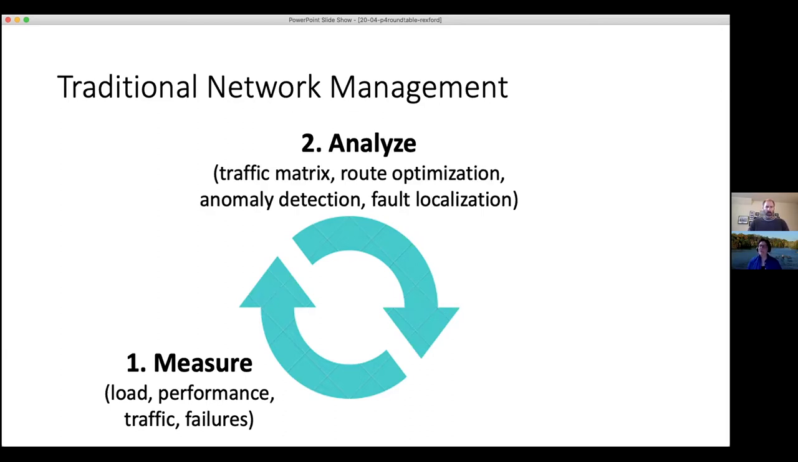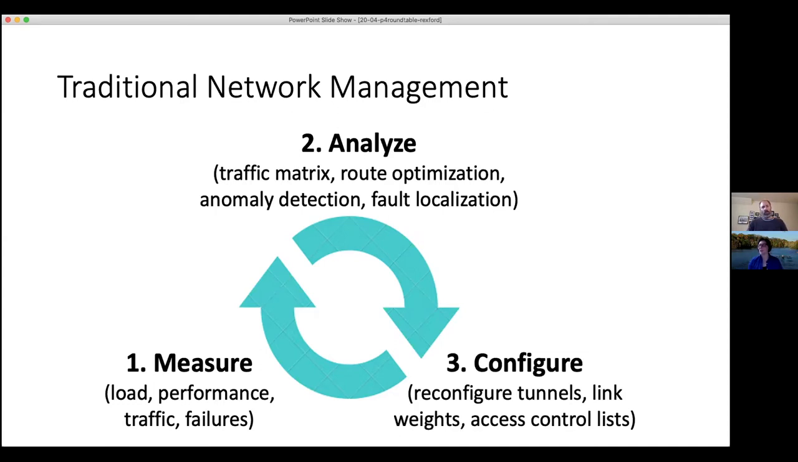To combine data from multiple locations and multiple kinds of data, to put together things like a traffic matrix of the offered load, to optimize routing, to do anomaly detection, to detect and diagnose cyber attacks, to localize faults. And finally, when that's done, this central system goes back to the devices through some sort of configuration interface, often vendor specific, to reconfigure the control and data plane of those devices, to reconfigure tunnels or link weights or access control lists and so on.